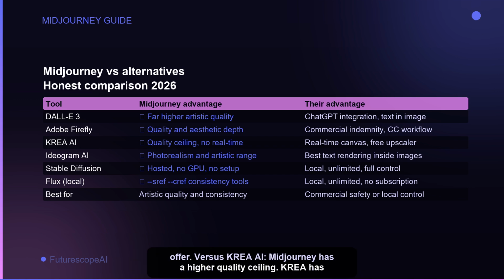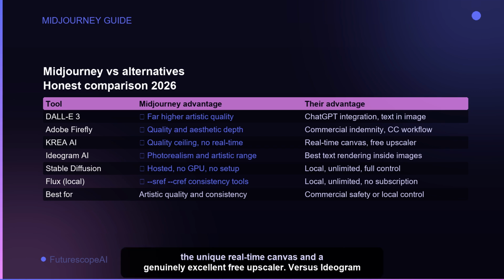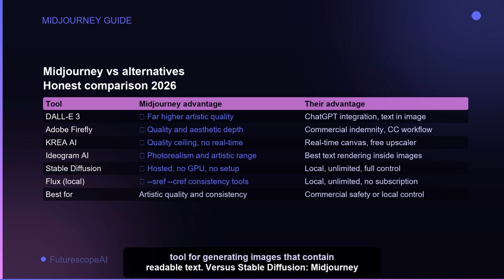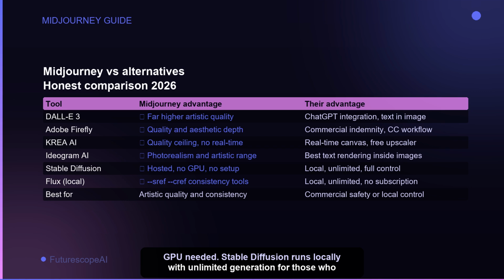Versus cref, Midjourney has a higher quality ceiling. Cref has the unique real-time canvas and a genuinely excellent free upscaler. Versus Ideogram AI, Midjourney leads on photorealism and artistic range. Ideogram is the best tool for generating images that contain readable text. Versus Stable Diffusion, Midjourney is hosted with no setup or GPU needed. Stable Diffusion runs locally with unlimited generation for those who manage their own environment.